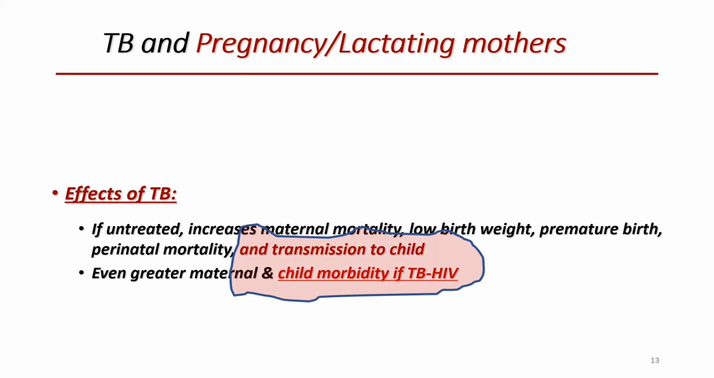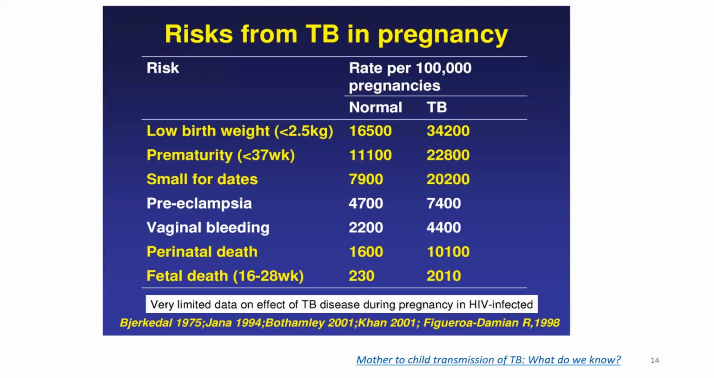So, child morbidity in terms of TB treatment. Now, this is one of the risks from TB in terms of pregnancy. They look at it in terms of risk per 100,000 pregnancies. What was found was that low birth weight babies, less than 2.5 kg, if they are born from mothers without TB, 500 of them had low birth weight.